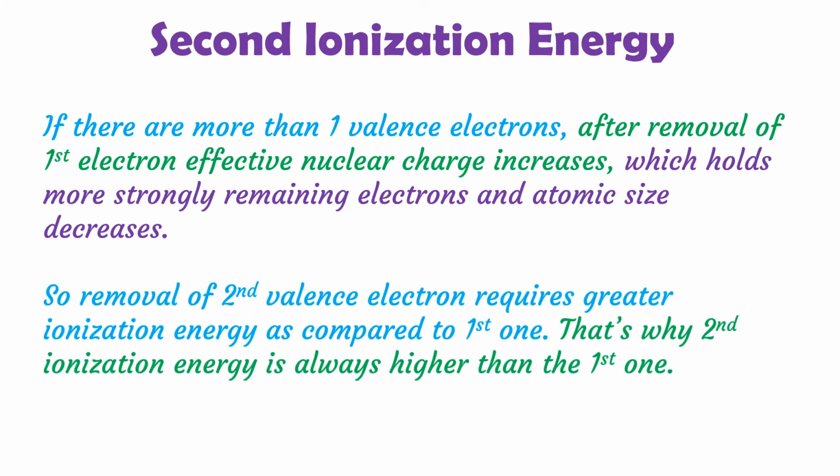So, removal of the second valence electron requires greater ionization energy as compared to the first one, because the remaining electrons are closer to the nucleus and they require higher energy. That's why second ionization energy is always higher than the first ionization energy.